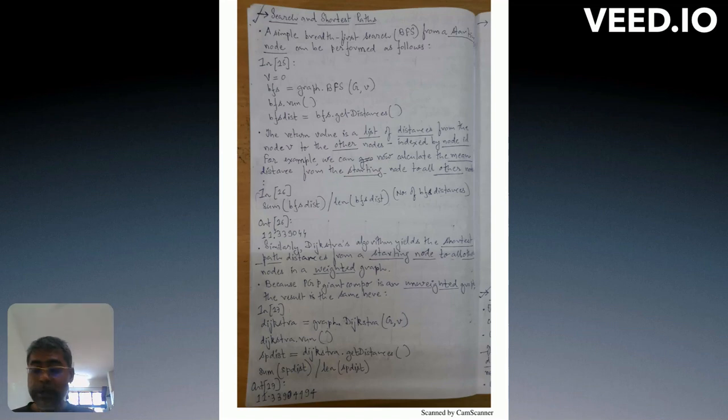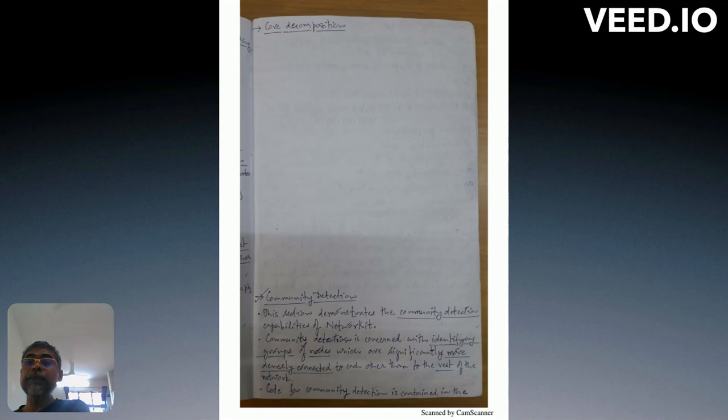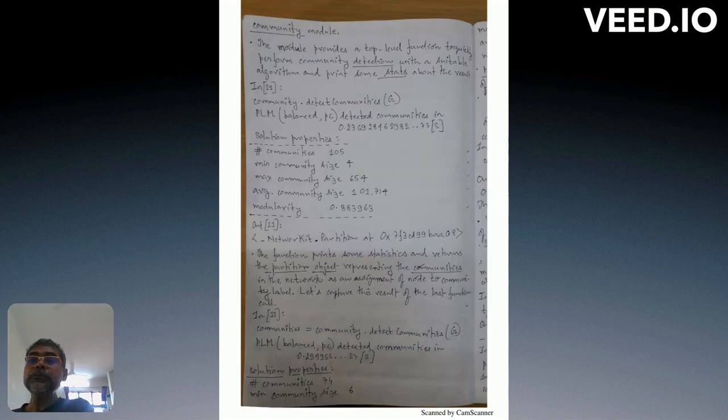We can have lots of other features, for example community detection. This section demonstrates the community detection capabilities of NetworKit. Community detection is concerned with identifying groups of nodes which are significantly more densely connected to each other than to the rest of the network. Code for community detection is contained in the community module.